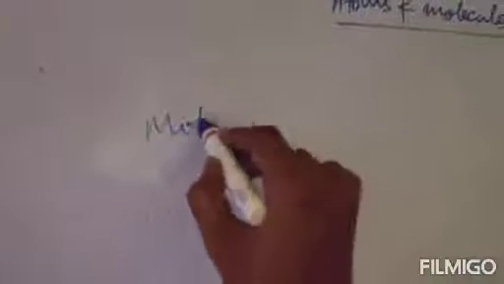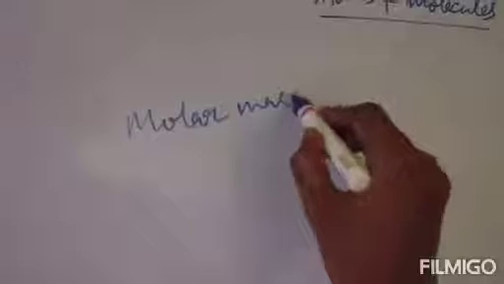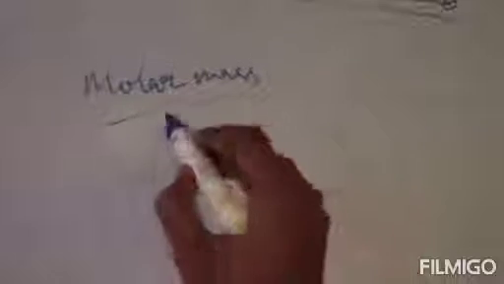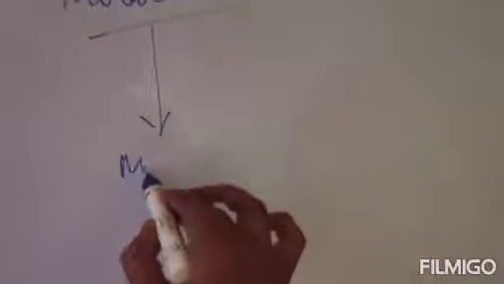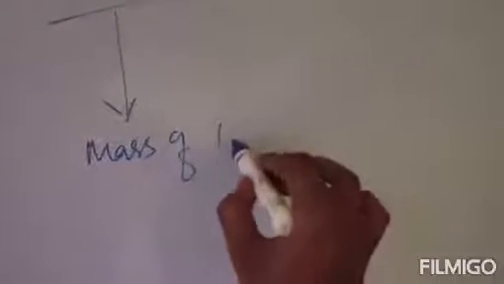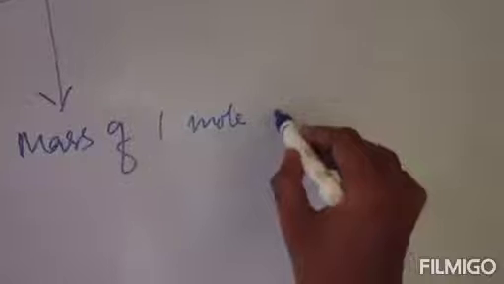Next one, molar mass and moles. Now what is molar mass? Molar mass is the mass of 1 mole of substance. The mass of 1 mole of substance is the molar mass. So it is basically just the mass of 1 mole of substance.